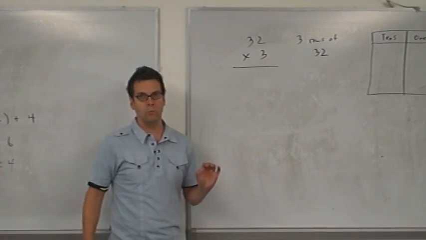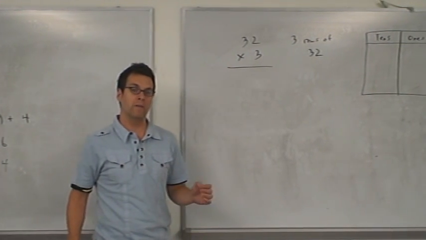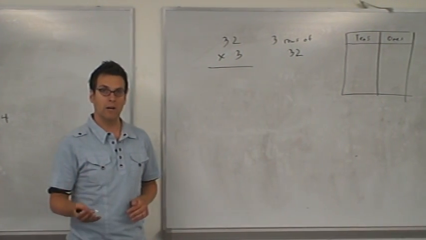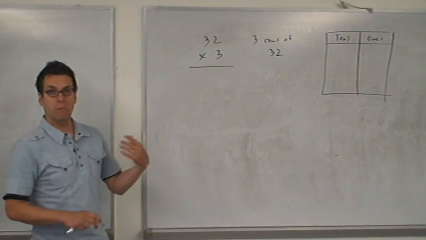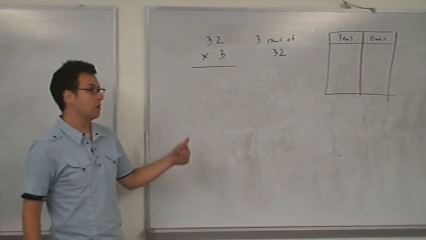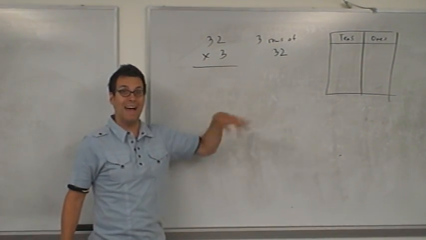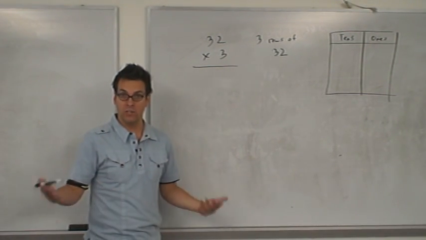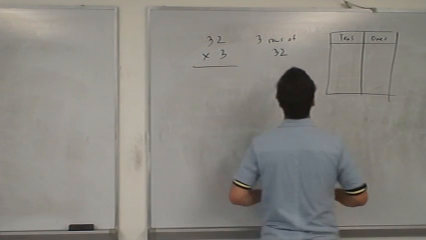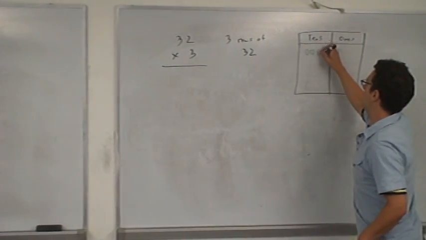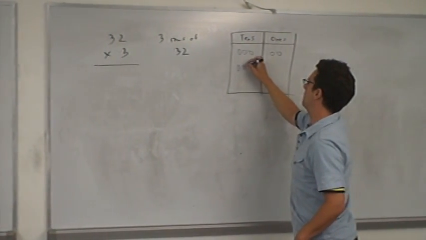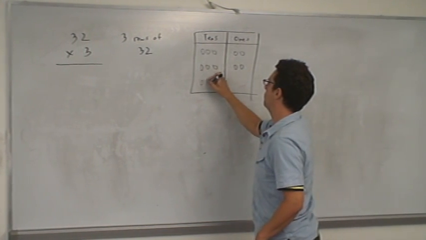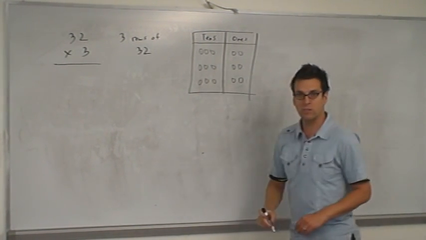And we are going to have a slight variation on our chip model in that we are going to combine a chip model with a rectangular array. Because remember from our previous discussion of multiplication, we can think of 32 times 3 as 3 rows of 32. So we can just draw this on a chip model. We can just draw 3 rows of 32. 32 is 3 tens and 2 ones, so we can simply draw 3 rows of 3 tens and 2 ones.